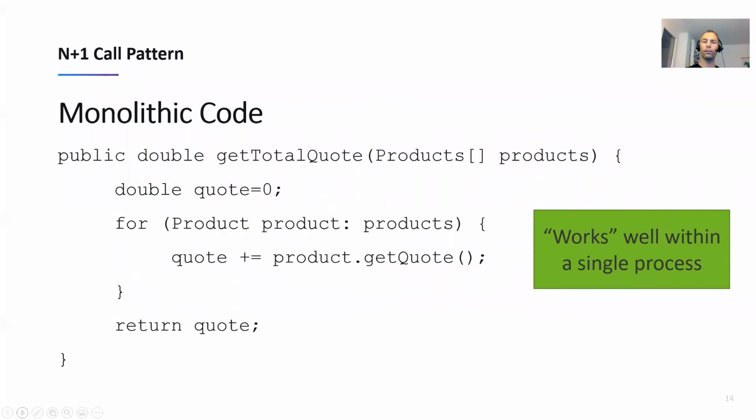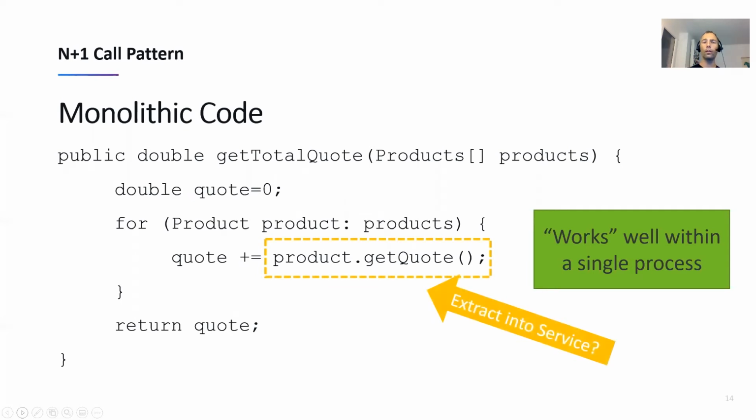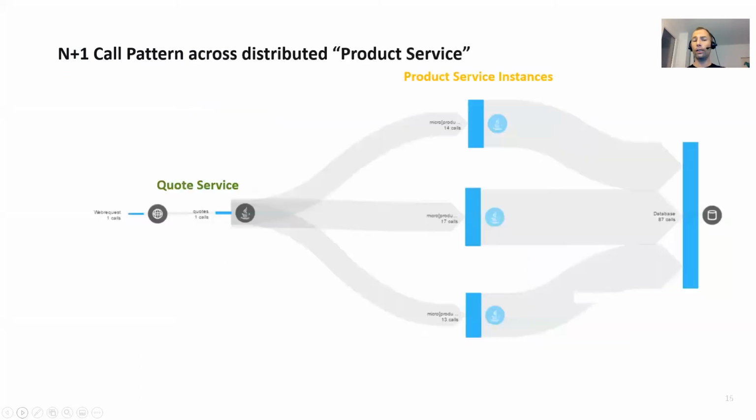Monolithic code, right? If we have this particular piece of code where in the loop we are iterating through an array of products, and then we call product get quote, it's all in memory. It's perfect, right? It's very fast and very easy to do. But the thing is, if we extract this into a separate service, if the get quote or whatever stands behind the product object gets externalized into its separate service, which is a very common thing to do, right? Then we will potentially run into an issue.